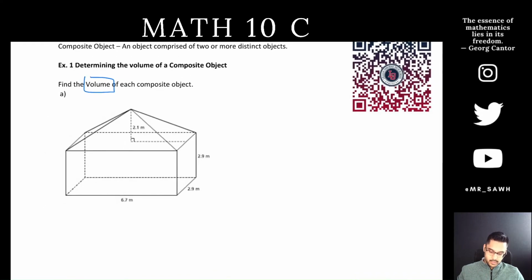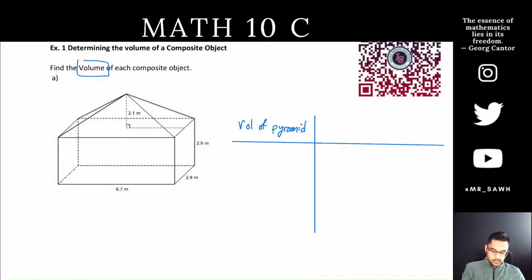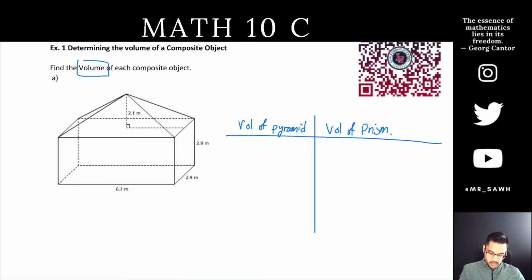I want to organize this a lot better than I did last time. So let's do the volume of a pyramid. We'll make a little chart here. So volume of a pyramid, and we'll do then the volume of the prism, that'll be our rectangular prism. Let's see if we can make that a straight line. There we go.